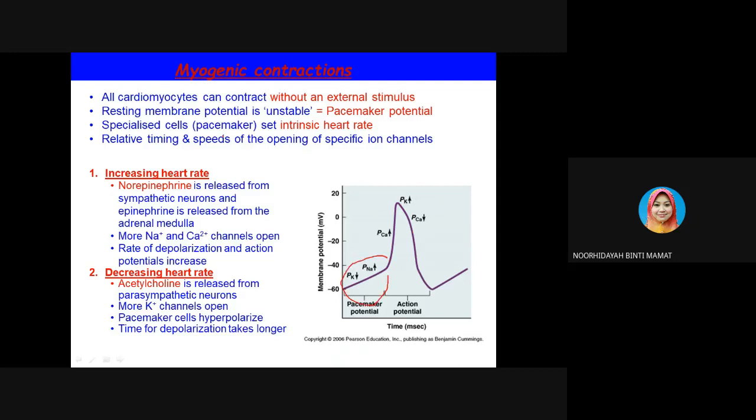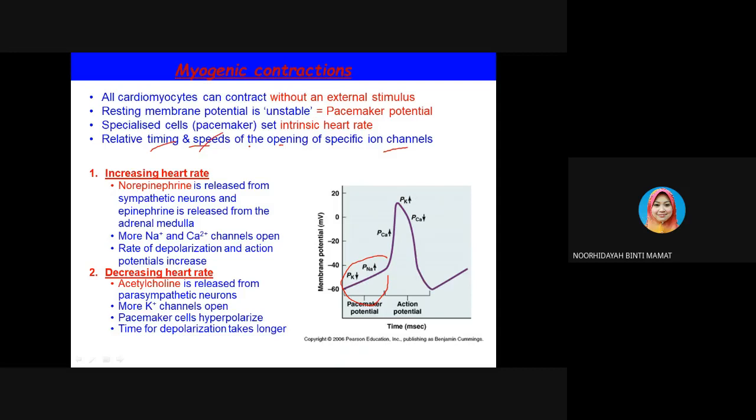We call these a pacemaker. The pacemaker is the cells with the fastest intrinsic rhythm. The specialized cells, the pacemaker, set the intrinsic heart rate and the relative timing and speed of the opening of specific ion channels, which are the sodium ion channels, the calcium ion channels, and also the potassium ion channels. These relate to the time and speed of the heart rate.